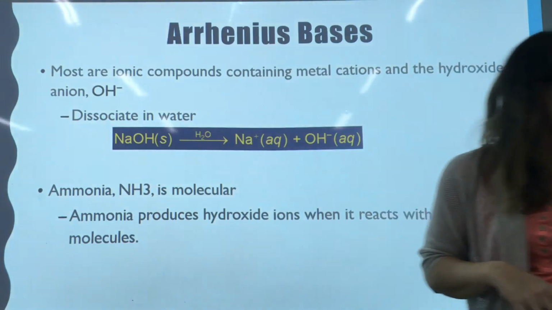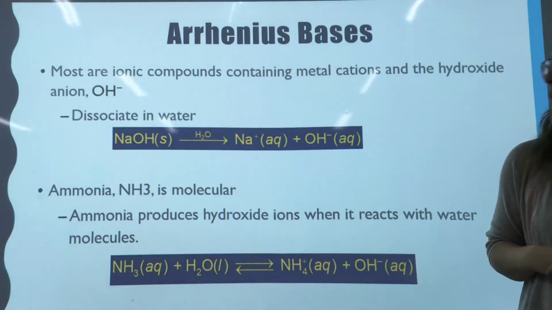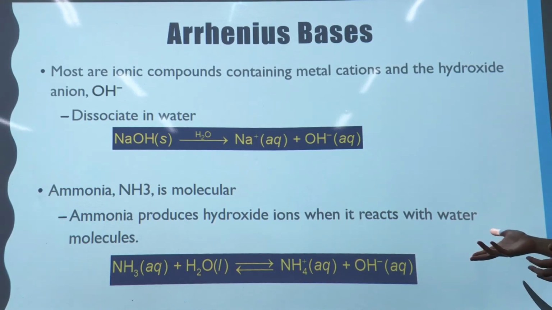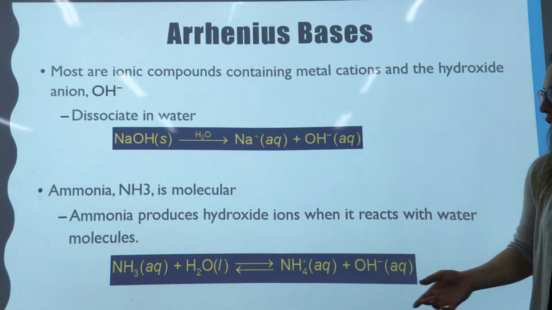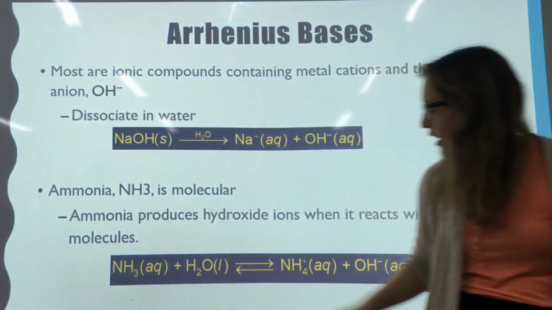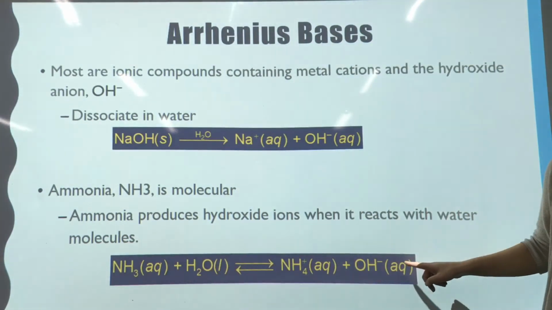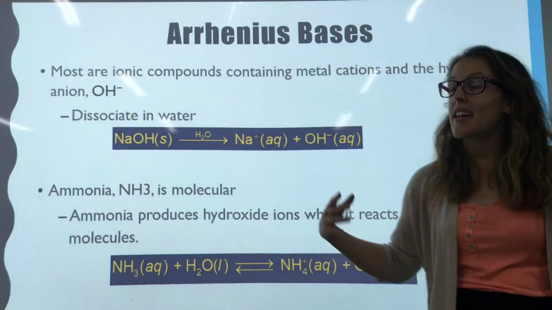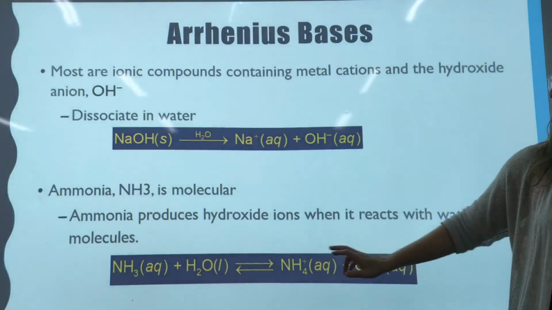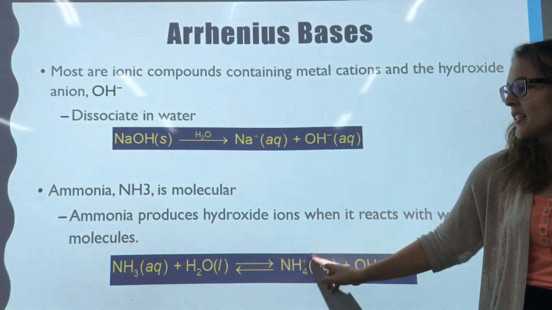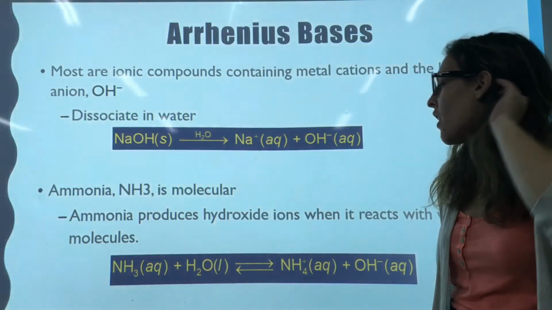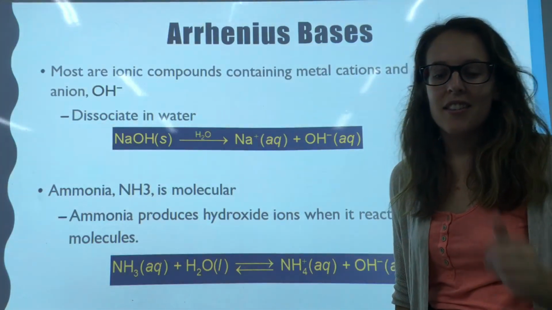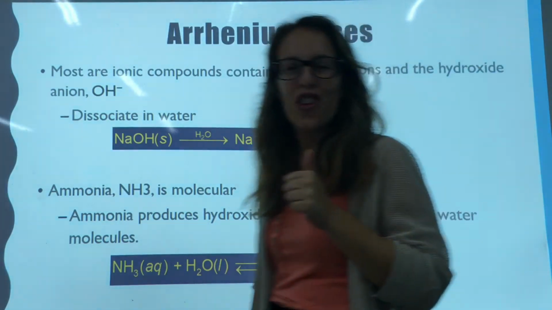So if we look at ammonia, which is molecular, we see that ammonia produces hydroxide ions when it reacts with water. So we have ammonia, water, and we can see that it has hydroxide ions, therefore we know that it's an Arrhenius base, and we get this. What is this called again? The ammonium ion. Good job, guys. Great.